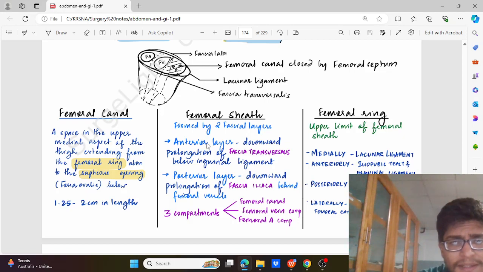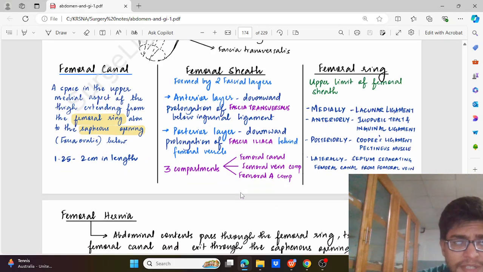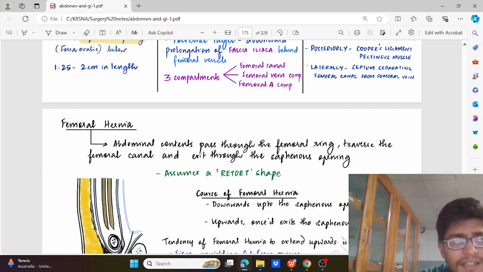the femoral vein. The femoral canal is formed by two fascial layers: the anterior layer, a downward prolongation of the fascia transversalis below the inguinal ligament, and the posterior layer, a prolongation of the fascia iliacus behind the femoral vessels. So this was about the basics of the femoral canal.